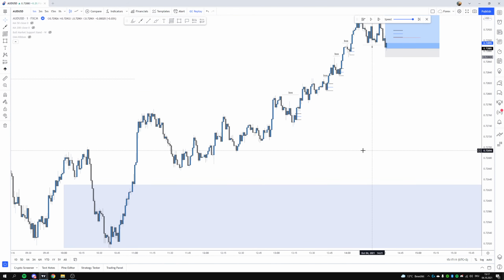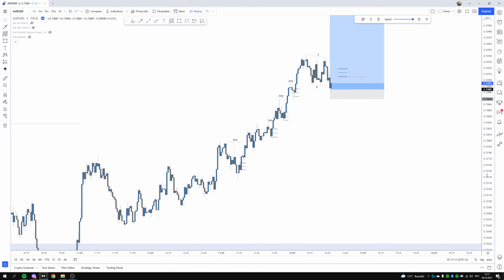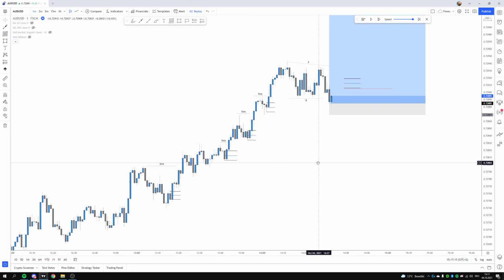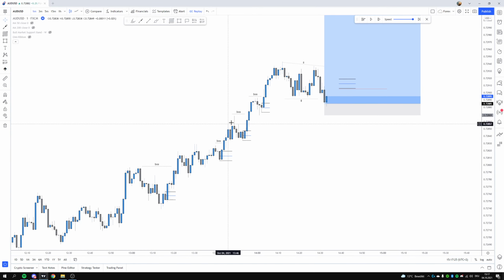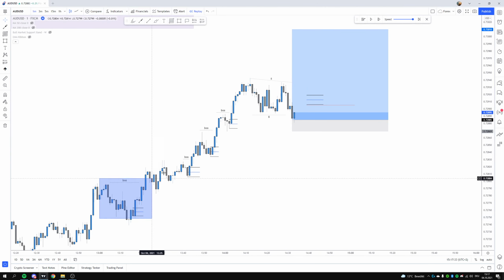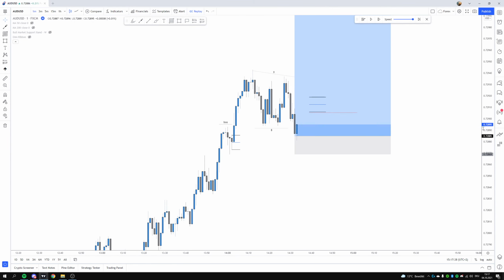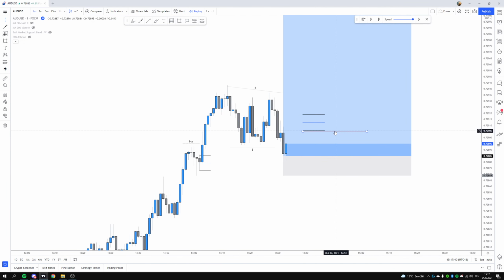jumping straight into the 1 minute time frame. As you can see, structure and order flow is clearly to the upside. We had some minor order blocks, and I was aiming for entries here, here, here, and I got tagged in on this one, and also here. So let's delete this one and just focus on this area right here.